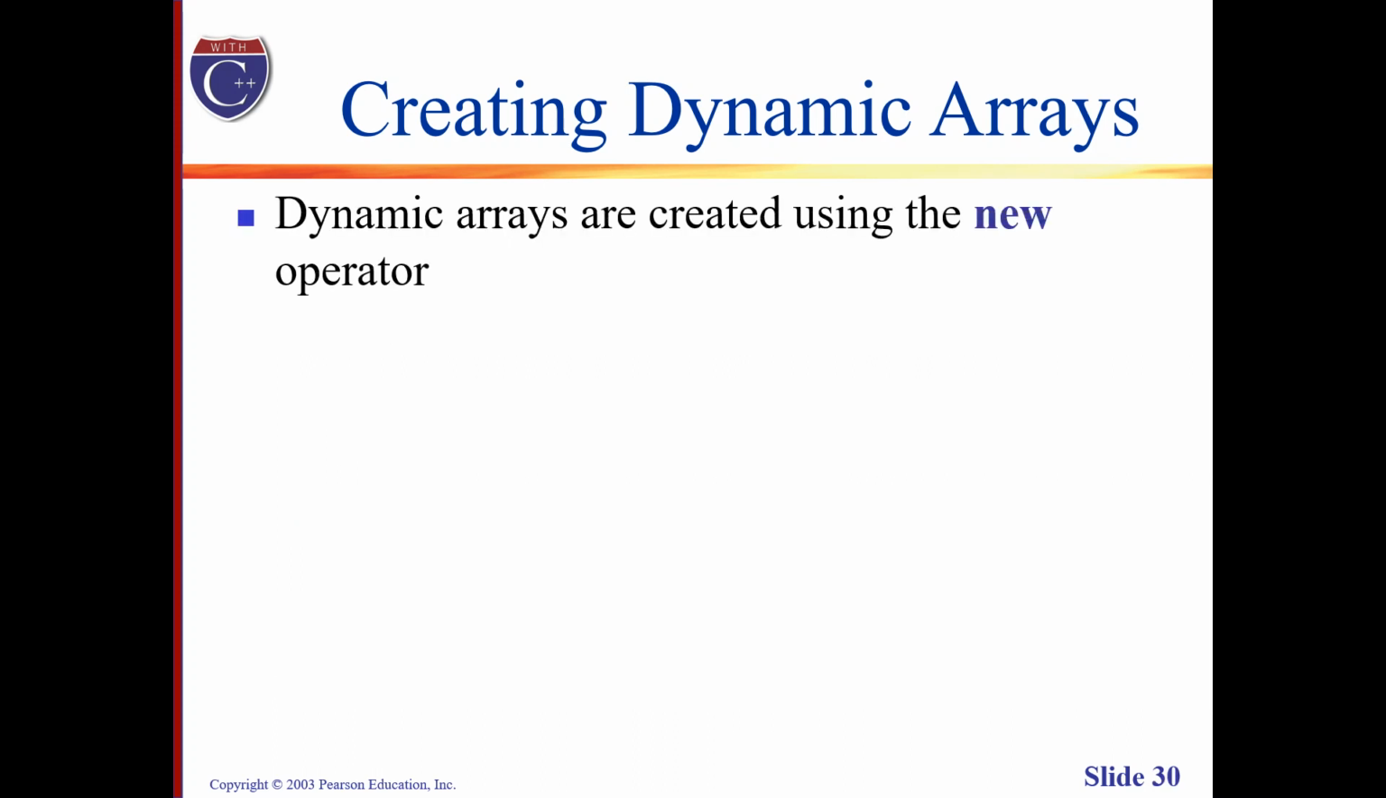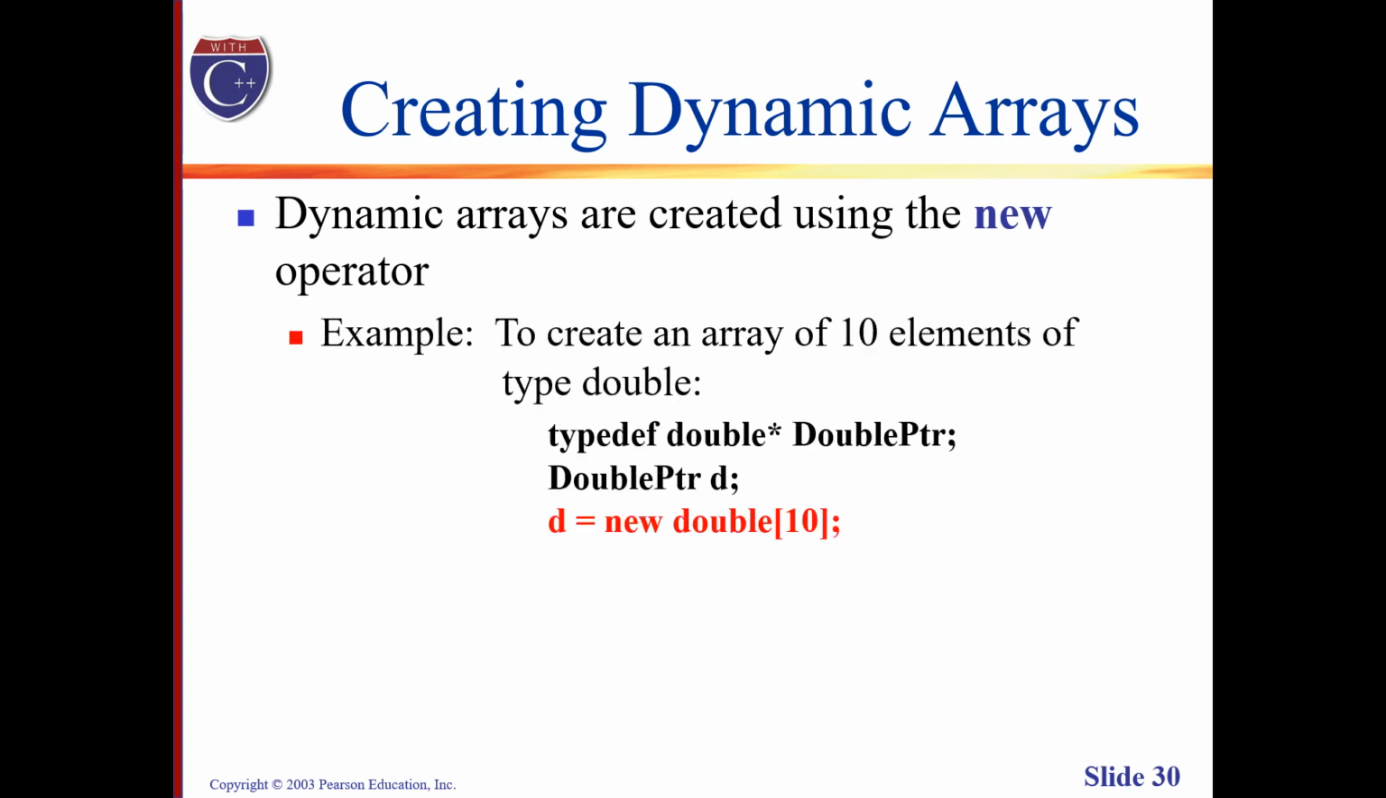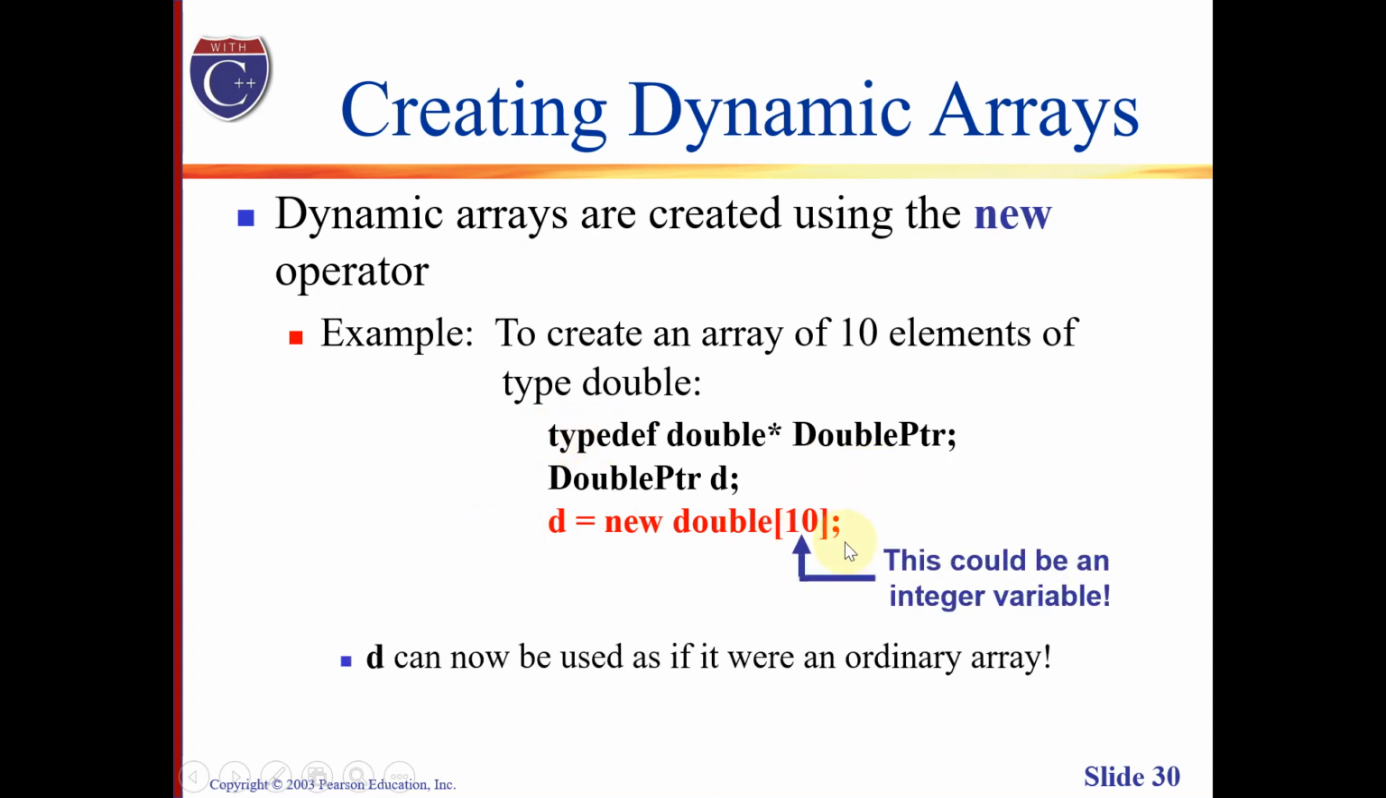To do this, we create dynamic arrays by using the new operator. Here's an example. We would like to create an array of 10 elements with type double. To do that, we have the following. As you can see here, we declared D as if it were an ordinary array, when in fact, it is actually a pointer variable.